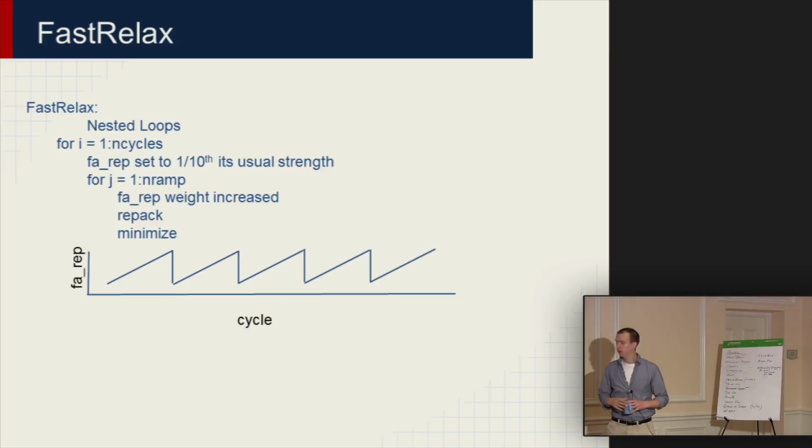You start with a low repulsive weight, and then you increase it, and then you write down the energy of the structure that you get here. Then you start over again with a low repulsive weight, increase it, and write down the best energy, or the energy that results. And then at the end of the protocol, after your 5 iterations through the outer loop, you just take the structure that had the lowest energy, and that's the one that you're going to return.